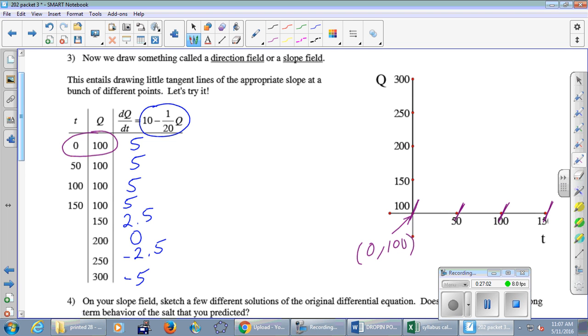Okay, and then the next tangent lines, let's see. If we go to any value of t, 150, the slopes are going to be 2.5. So steeper or less steep? Less steep. And so up at 0, 150, not as steep. And then we said it doesn't matter what the t's are. So just go straight across and draw those same little tangent lines.